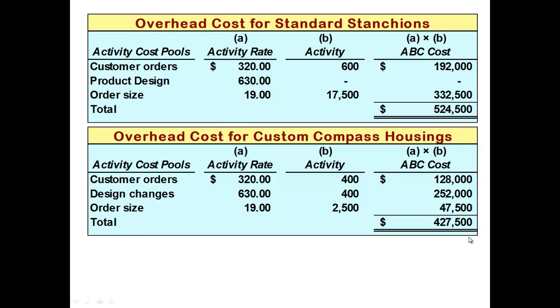For Compass Housings it is $427,500. For Standard Sanctions, it's $524,500.